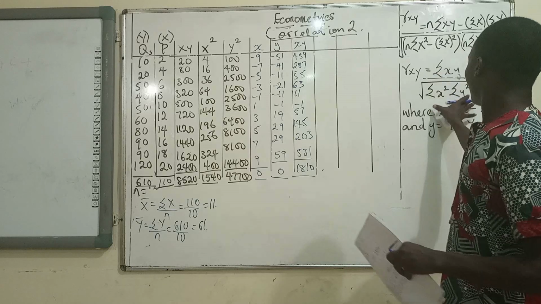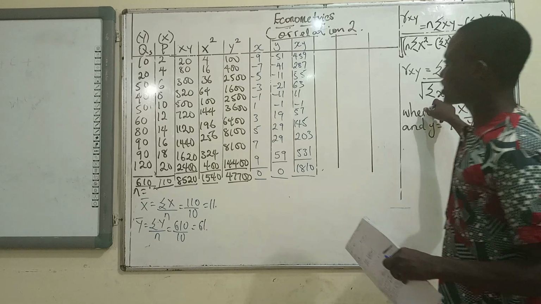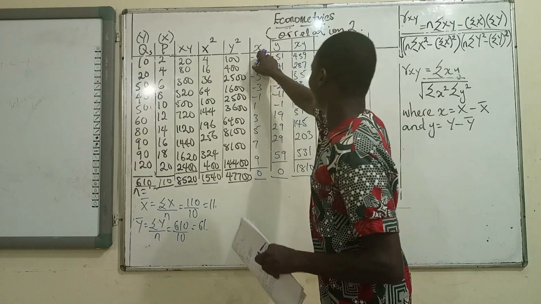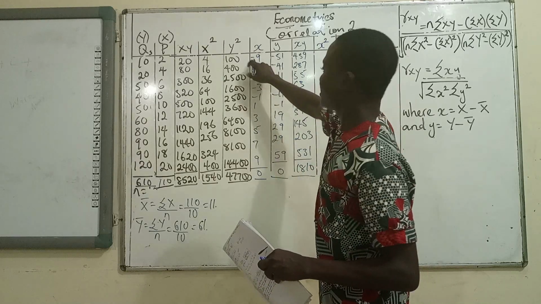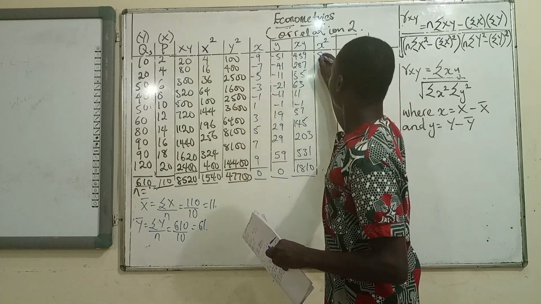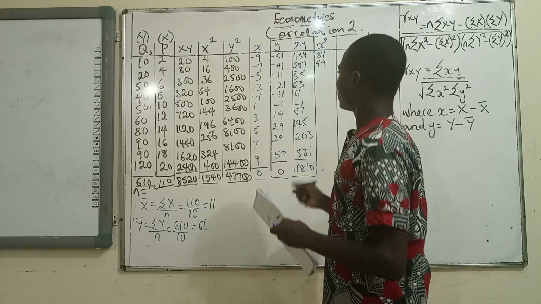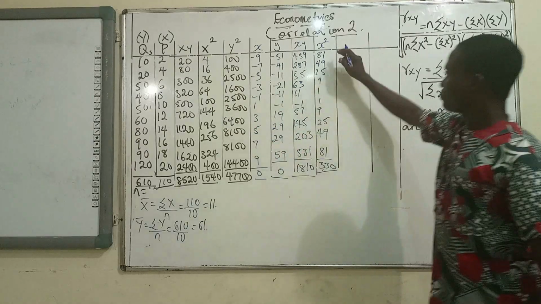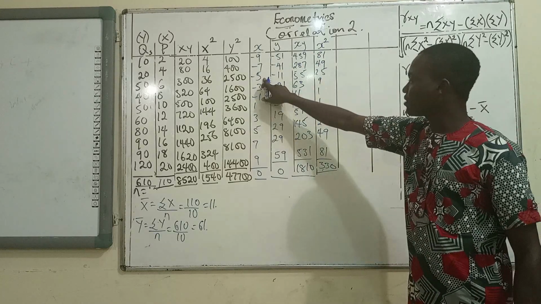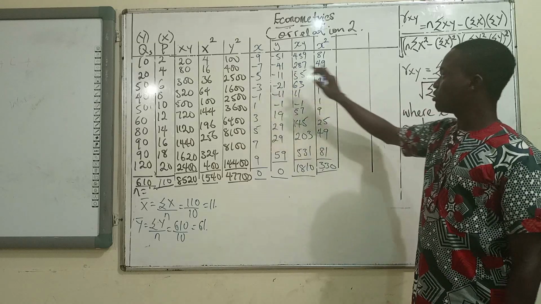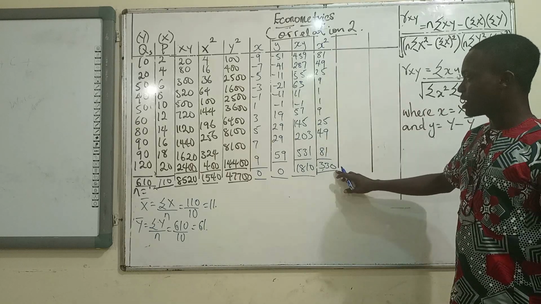Now we move to the denominator, which is the square root of sum of x squared. So we need small x squared, which simply means that this x, the deviation here, has to be squared. When we square it, minus 9 times minus 9 gives us 81, minus 7 times minus 7 gives 49, minus 5 times minus 5, 25, minus 3 times minus 3 gives plus 9, and so on until we are done. We add up everything on this column and we get 330.